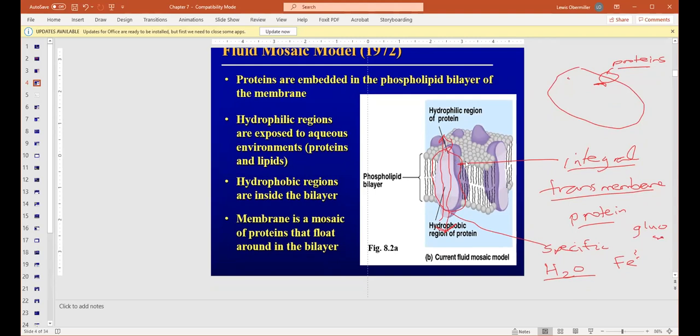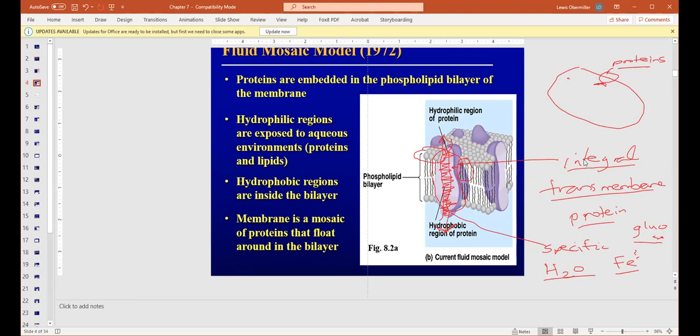Now you could imagine if this phospholipid bilayer got too cold, that it would change the shape of this channel, and it would no longer be able to transport things. And that would be bad, right? If you couldn't transport water, that could kill you. If you couldn't transport iron, that could be a factor. Glucose, again, that would be really bad. So you have to maintain a certain consistency of fluid in that phospholipid bilayer.